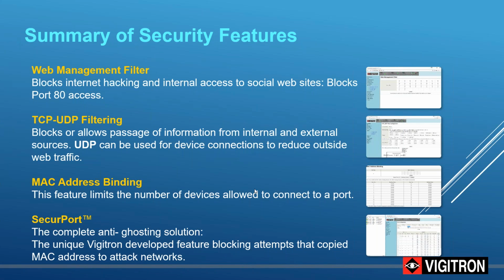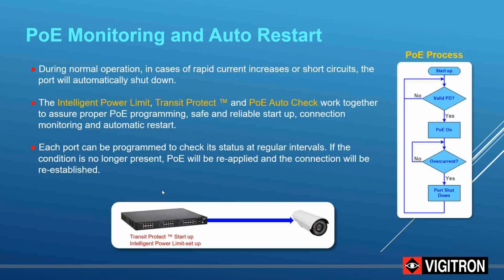But over the years, people have become smart and they've been able to affect a process called ghosting, where they ghost or emulate not only the IP address, but the MAC address itself. So Vigitron has added a very unique feature to their switches called Secure Port. And if somebody tries to ghost it, even though they've properly emulated the MAC address from the device that they've disconnected, it will shut down the port and issue an alert.